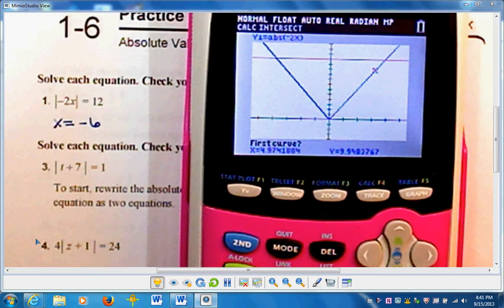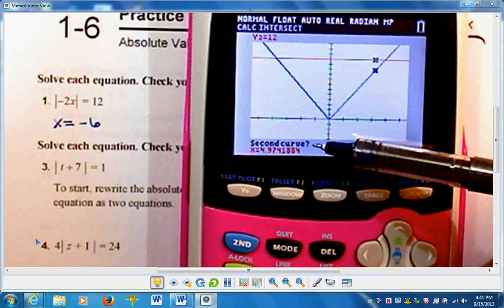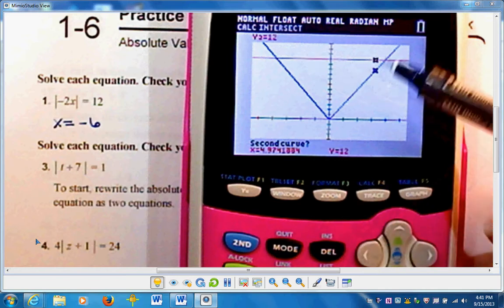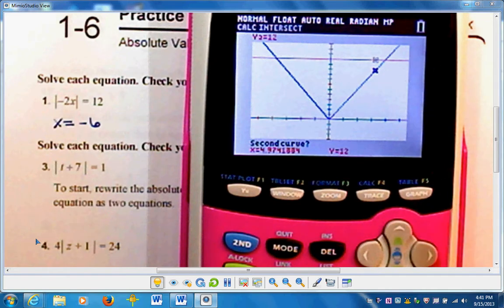That's good enough. I'm going to push enter. So now it asks me second curve. It tells me what curve it's on. My line y2 equals 12. And that's close to the point that I want. So I'm going to push enter.